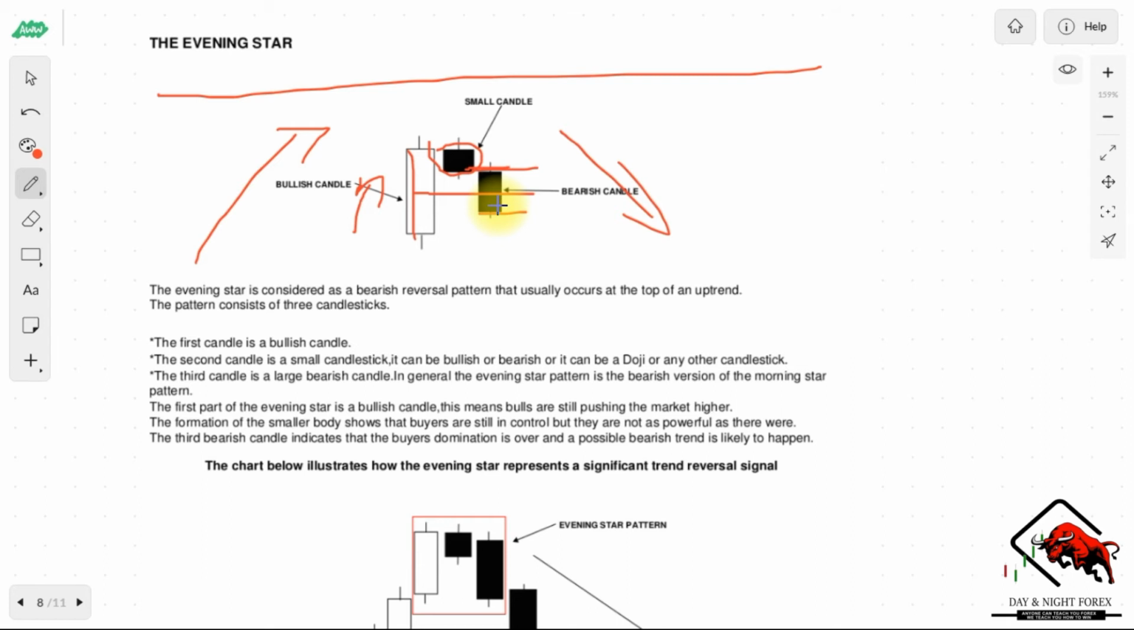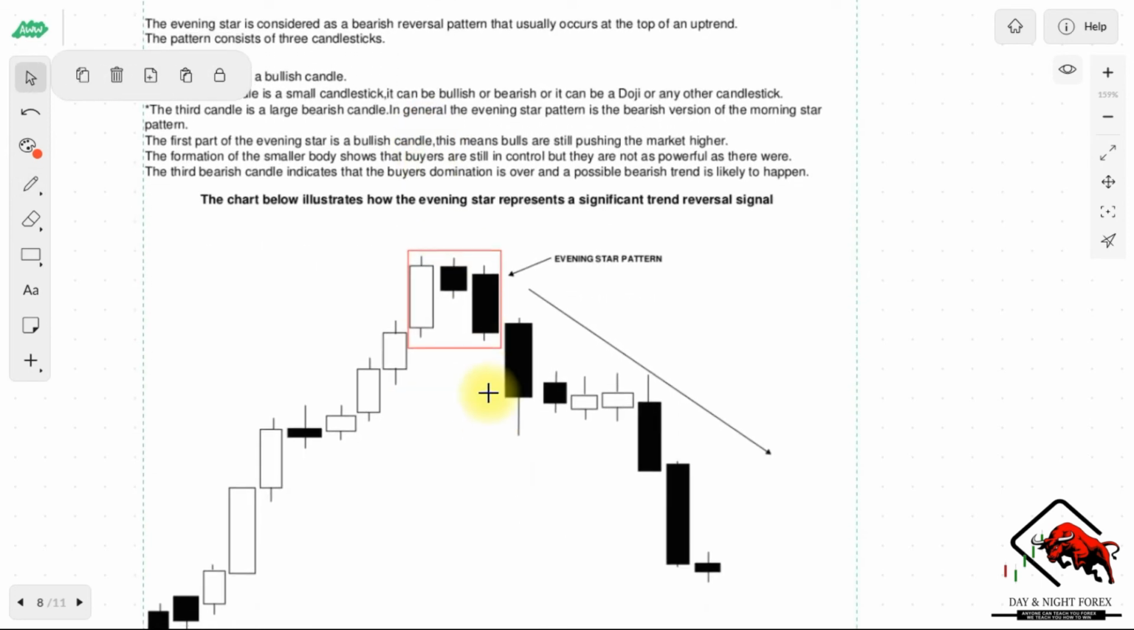So the first part of the evening star is a bullish candle. This means the bulls are still pushing the market higher. The formation of the smaller body shows that the buyers are still in control, but they are losing the momentum or the power they had once they were pushing the market up, right? And then the third bearish candle indicates that the buyers' domination is over, and a possible bearish trend is likely to start happening. So let's take a look at this in an example of an actual chart.